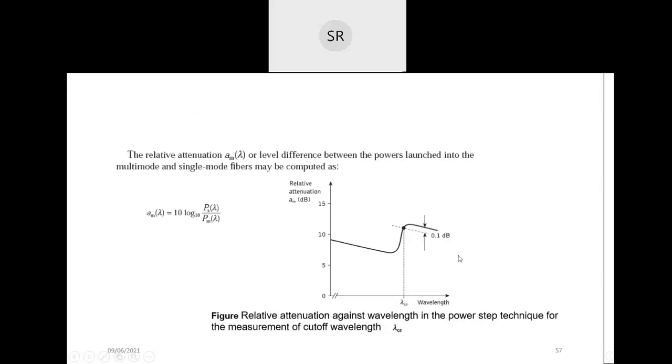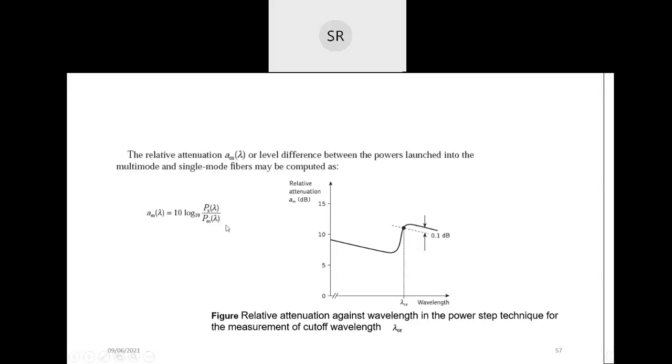Now next is about another method. We will calculate the relative attenuation between the power launched into a multimode fiber and a single mode fiber. PS of lambda is the power launched inside the single mode fiber, and PM of lambda is the power launched inside the multimode fiber.